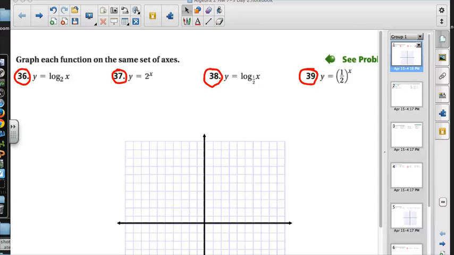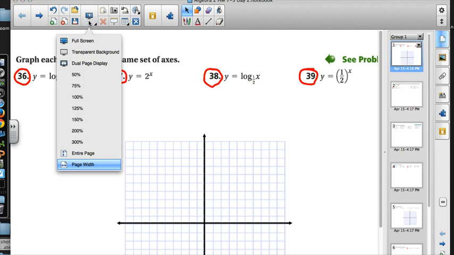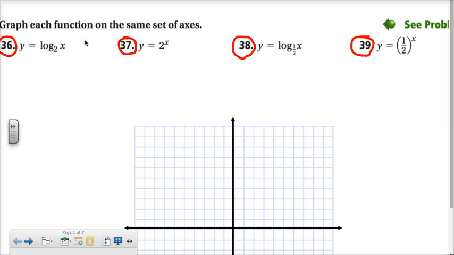These are the frequently asked questions for Algebra 2 for Section 7.3, Day 2. I'm going to start right here with graphing. We have graph each function on the same set of axes. So what they're really wanting us to notice is how the graphs for the logarithms compare to the graphs of the powers that we have with unknown exponents. What they're wanting us to see is that reflection in the line y equals x.